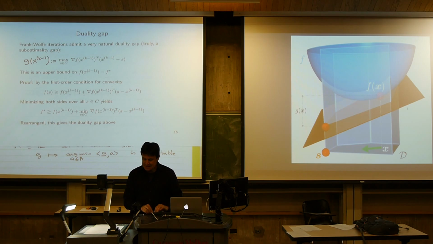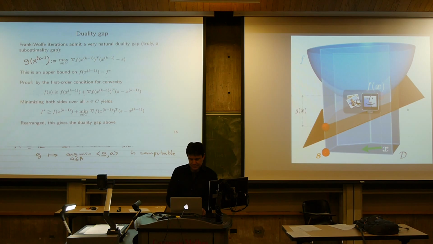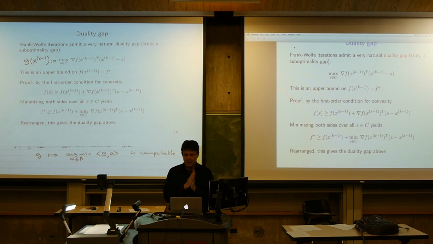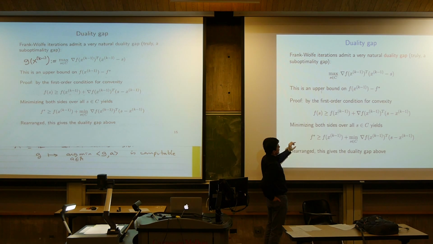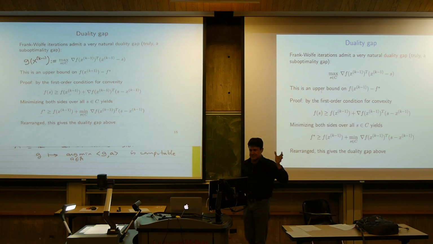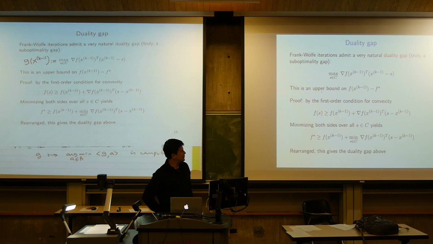Okay. Now, to see that indeed this is an upper bound, here is how we can proceed. Let me put the picture here again. So here's why that is indeed a bound. Because f is a convex function, we have this inequality: f of s is above the linear approximation to f at xk minus 1.